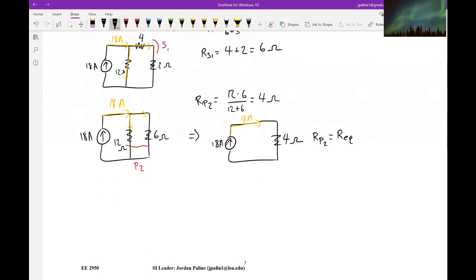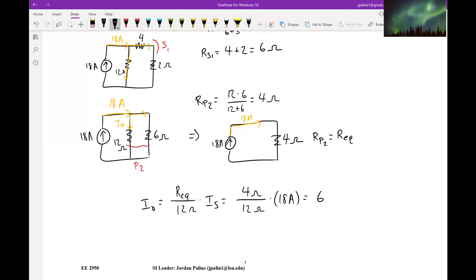So therefore, to find I of O going down this way, all we need to do is find I of O is equal to R equivalent over 12 ohms times I of the source, which in this case will just be 4 ohms over 12 ohms times 18 amps, which should give us a total of 6 amps for I/O.